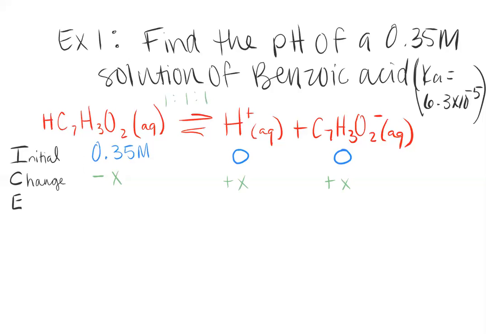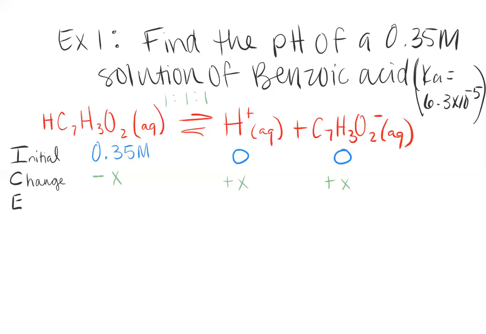1-to-1-to-1 mole ratio. So remember back to balancing equations, right? We don't see any balancing that had to occur here. And since we're at a 1-to-1 ratio, we can just subtract and add a single x to each one. Now, if this had been 2 protons here, for example, instead of 1, we would have to add 2x to that rather than just adding x. All right. So that's going to be our change.